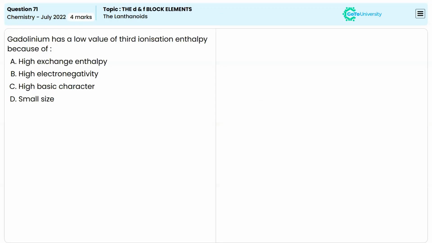Next question. Gadolinium has a low value of third ionization enthalpy because of which reason? Usually gadolinium has the electronic configuration of xenon, then 4f7, 5d1, 6s2. This is the electronic configuration for gadolinium, right? So after the removal of the third electron in gadolinium, it will be removed from 5d and 6s. So the gadolinium 3+ ion will have the electronic configuration of xenon, then 4f7, right? This is the electronic configuration.